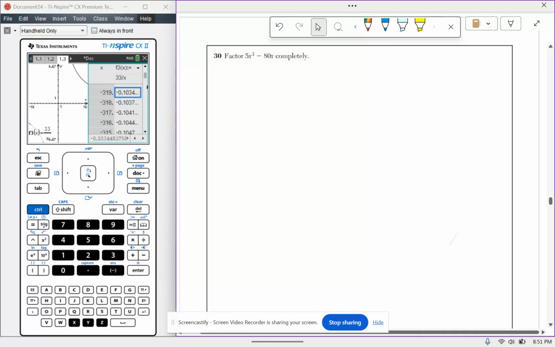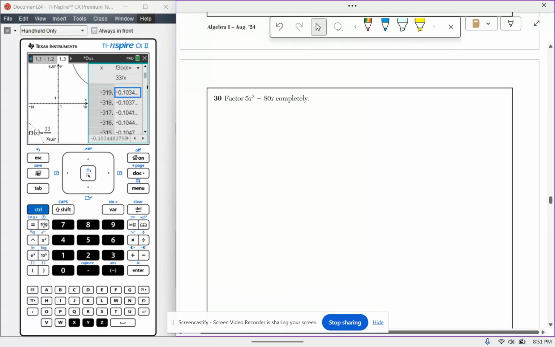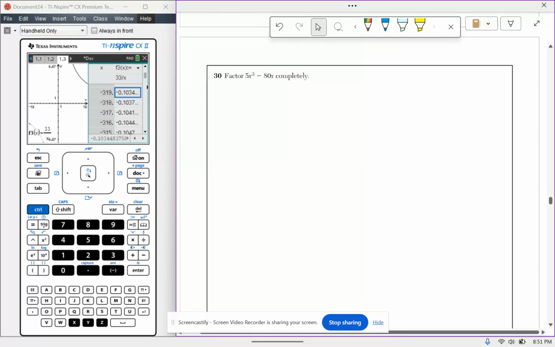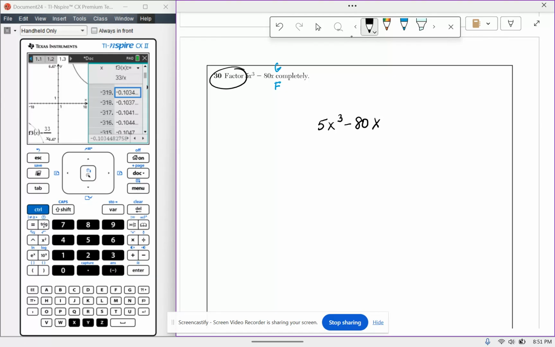Okay, 30. Oh, factor completely. This question absolutely annihilated you guys in the mock exam. Oh my goodness. Factor completely means you need to pull out a GCF first. Remember that? So I've got 5x cubed minus 80x. Factor means you are absolutely not setting this thing equal to anything. You are simply rewriting it in an equivalent form that now has parentheses.